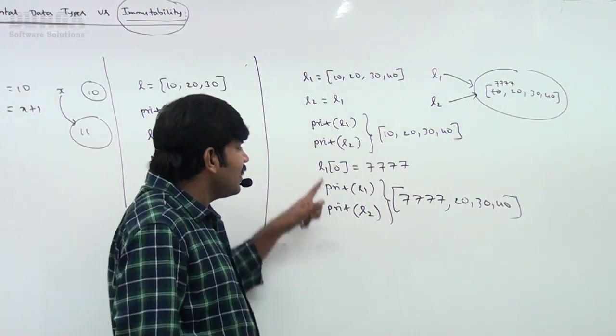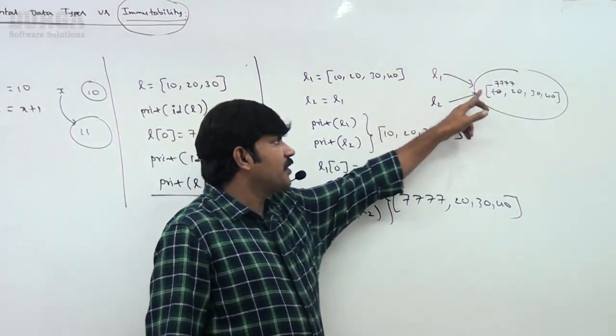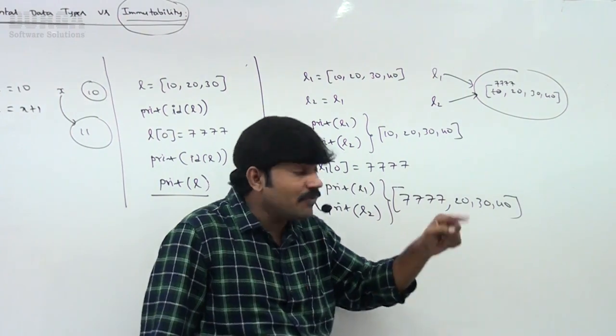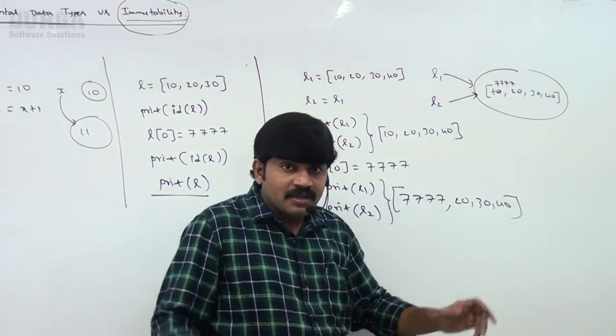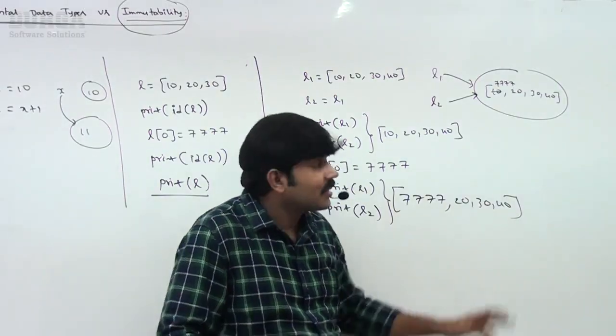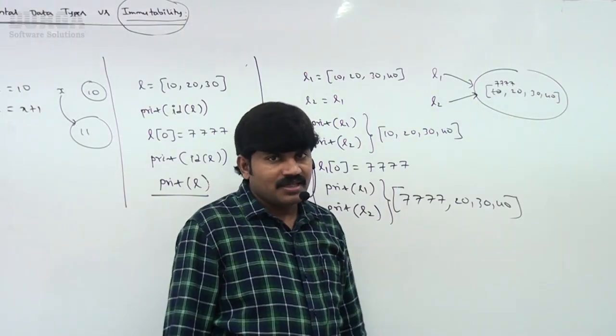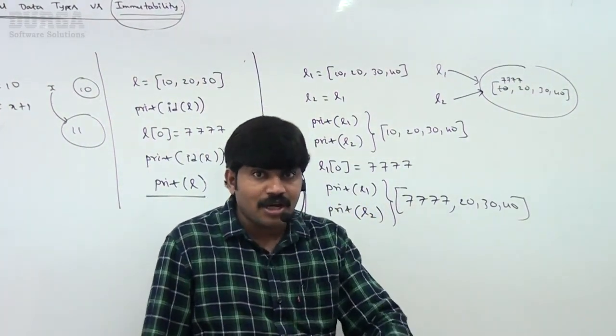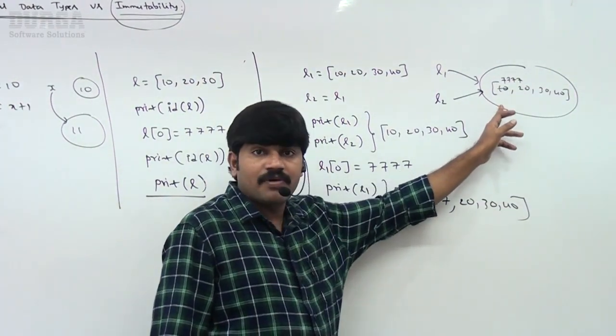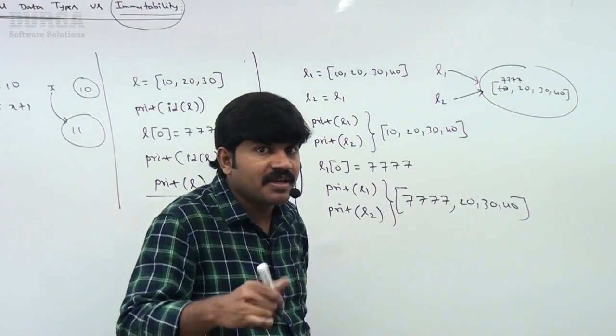So by using L1, if you perform any change, that change will be reflected in L2, because both are pointing to the same object. In the existing object only, the content will be modified. Sir, with those changes is a new object created? No. In the existing object only, the modification is performed. This changeable behavior is mutable.